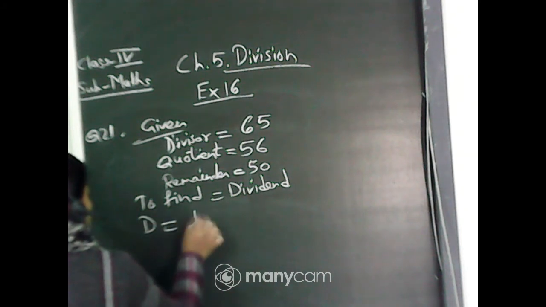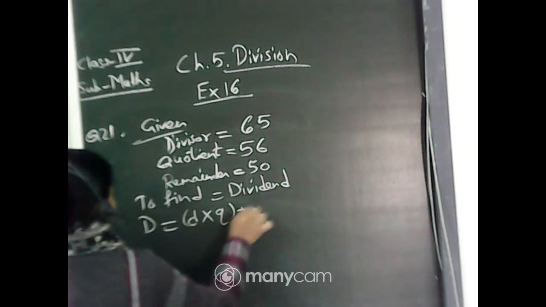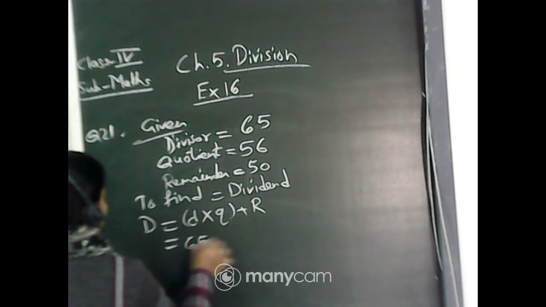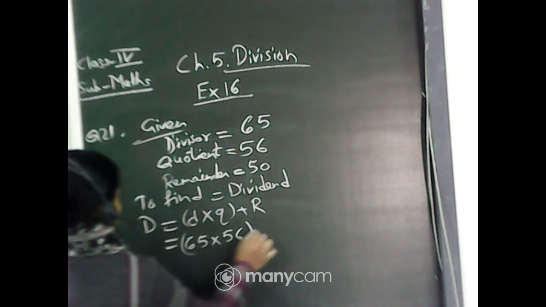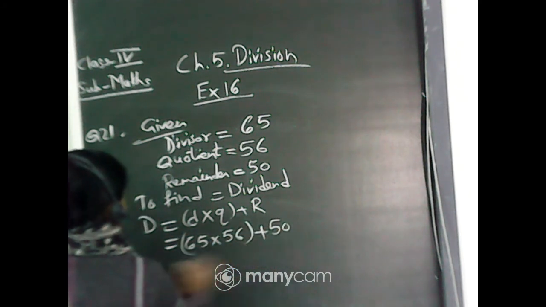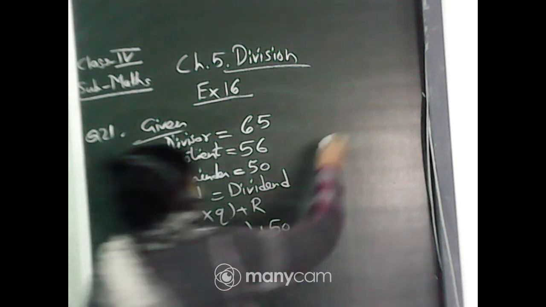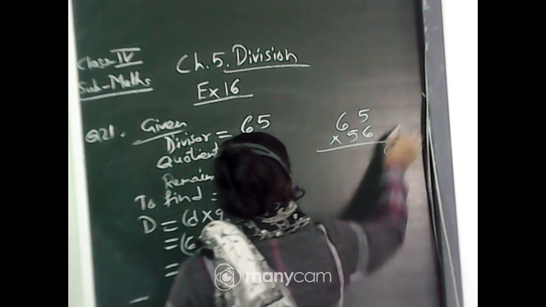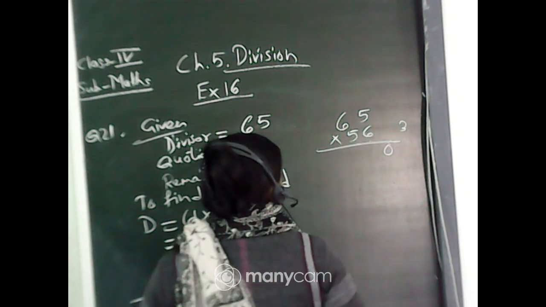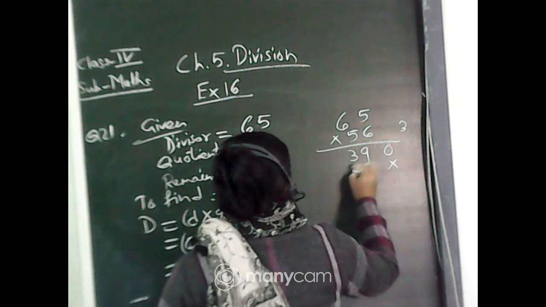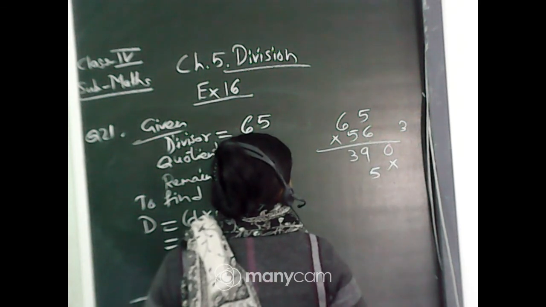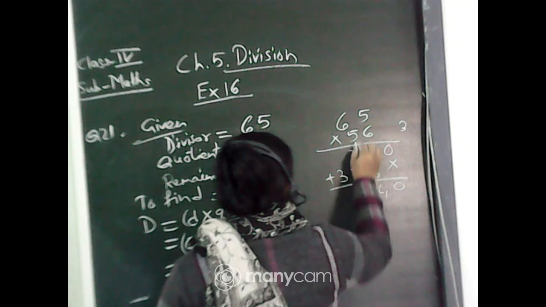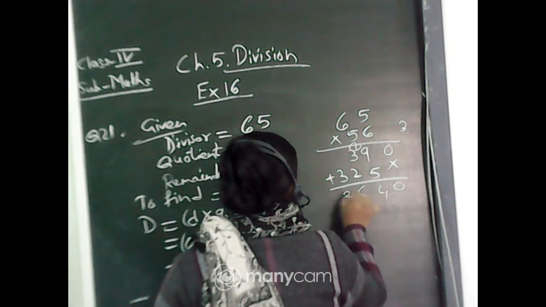Capital D is equal to small d into Q plus R. That means small d is given 65, quotient is given 56, plus remainder is 50. So multiply 65 into 56 in the rough. 65 into 56. So 6 5s are 30, carry 3. 6 6s are 36, 37, 38, and 39. 5 5s are 25, carry 2. 5 6s are 30, 31, 32. Adding 0, 14, carry 1, 3, 4, 5, 6, and 3.